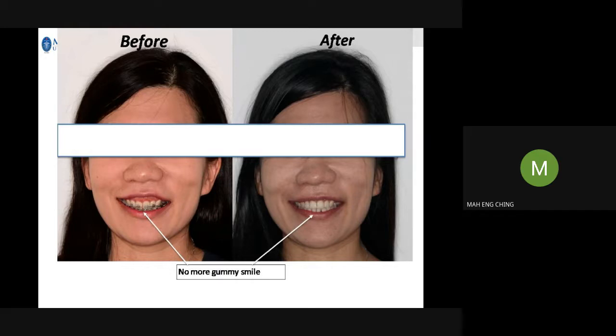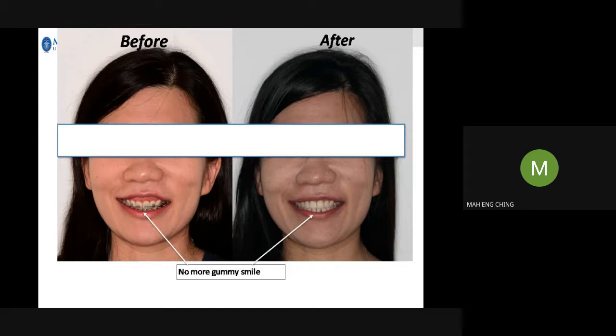Of course, sometimes if you do it too fast, the gum might not respond very well. Then the teeth might start sinking into the gum. Then you have to do some gingivectomy to cut the excess of the gum. These are another topic. But intrusions can help the gummy smile.